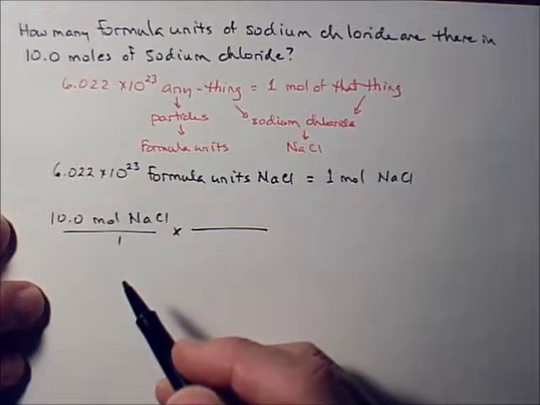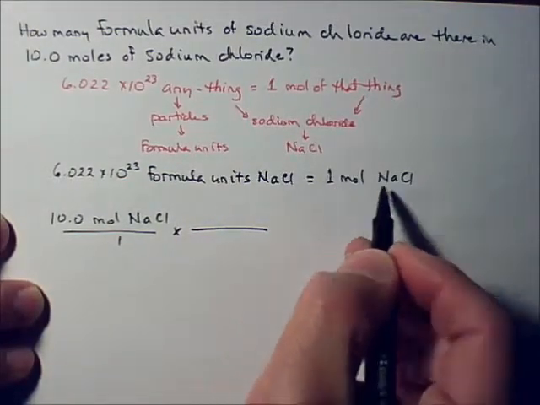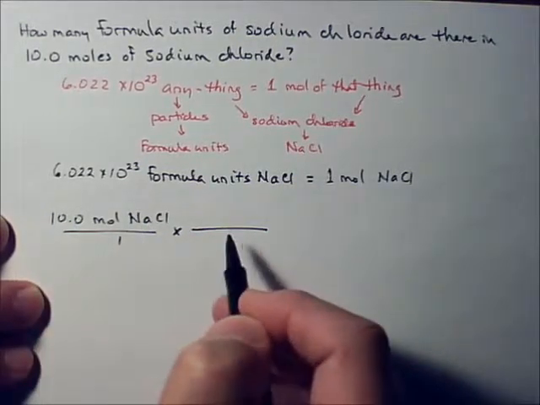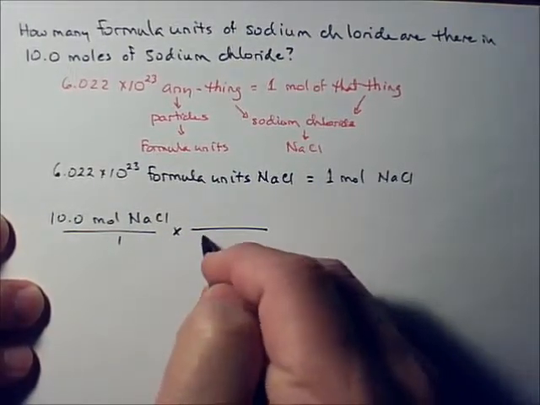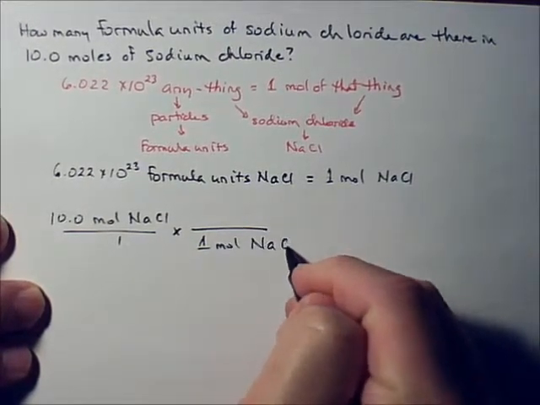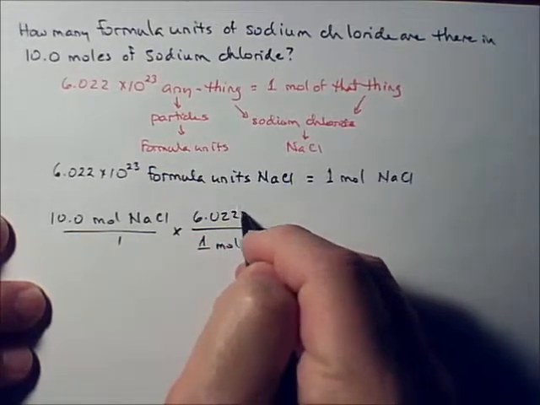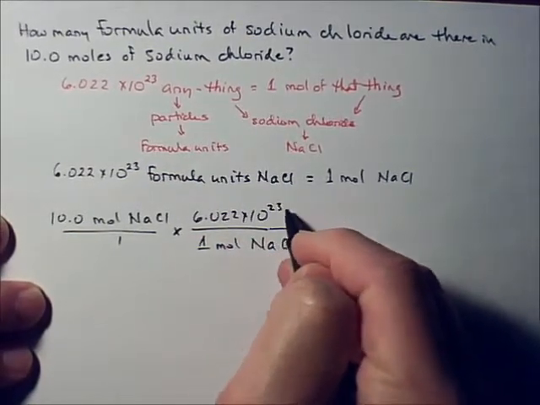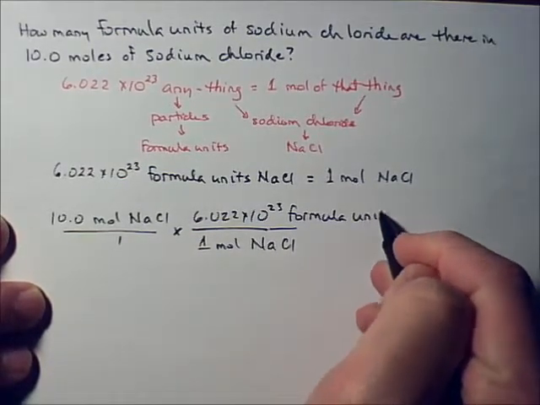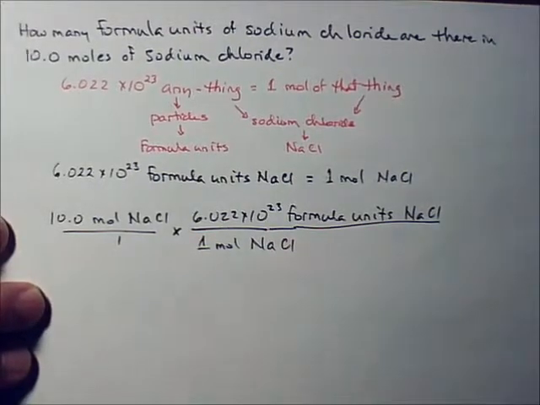What do I put on the bottom? I want this side of the equality statement because it matches the units and species of the starting amount, and I want to put it on the bottom. And then the top is 6.022 times 10 to the 23rd.